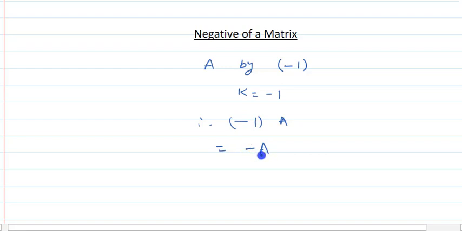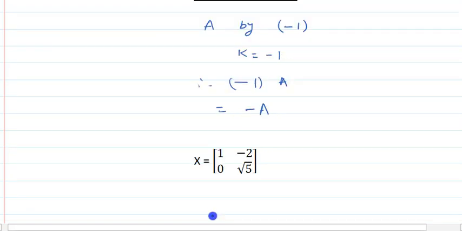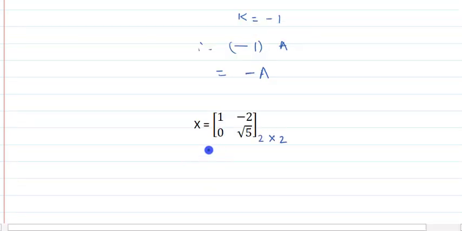To explain it, let me take one example. Let X be a matrix of order 2 by 2 whose negative we need to calculate. It means to calculate minus X, we need to multiply each element of this matrix X by minus 1. So therefore minus X is minus 1, plus 2, 0, minus root 5. And now this minus X is the negative of the given matrix X.